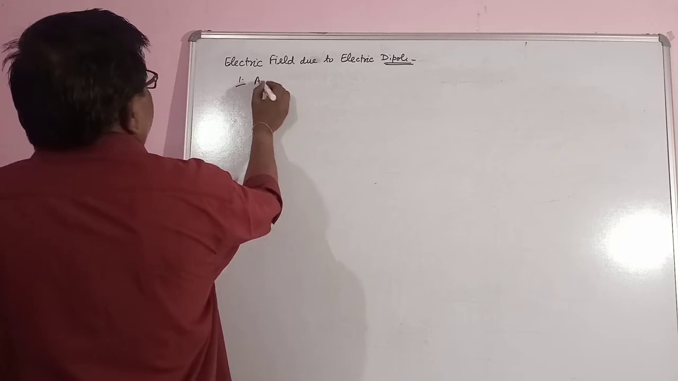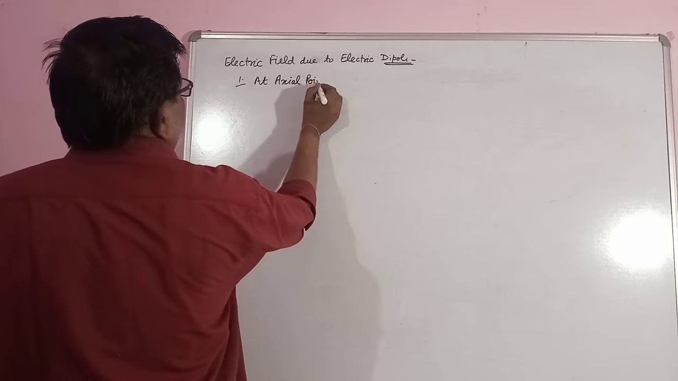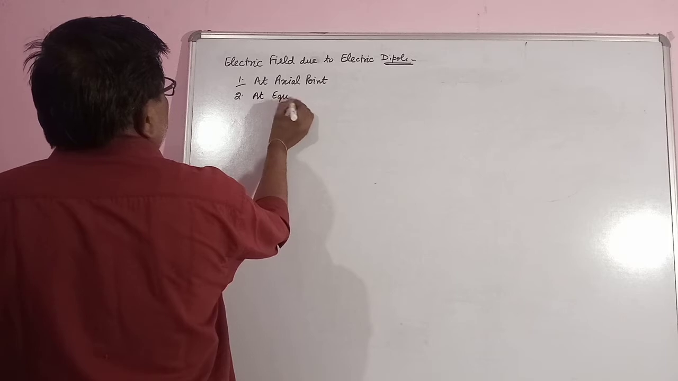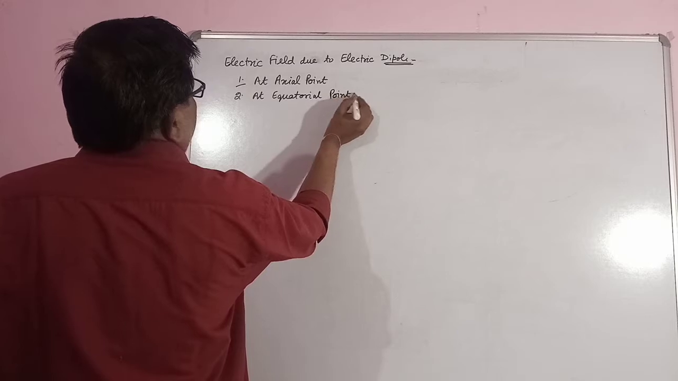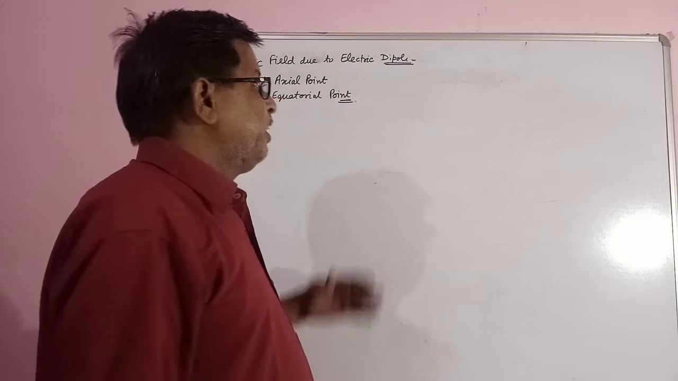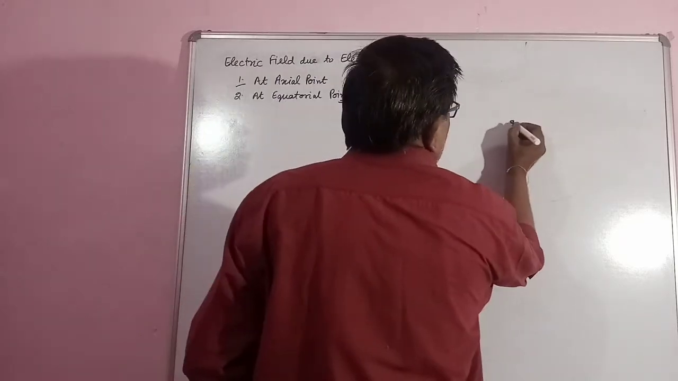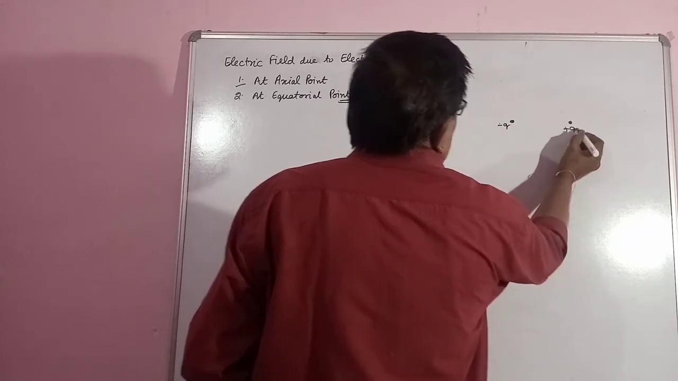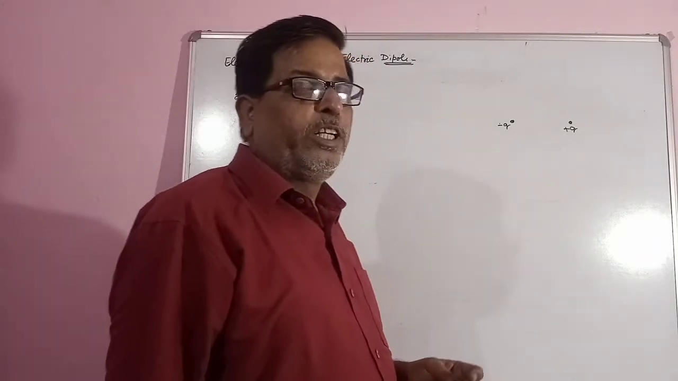If we are talking about electric field due to an electric dipole, we have two points. First, at the axial point, and number two, at the equatorial point. So first we discuss the axial point and equatorial point, then we will discuss the electric field. Suppose we have a dipole, minus q and plus q. We have already discussed the electric dipole in the previous video.